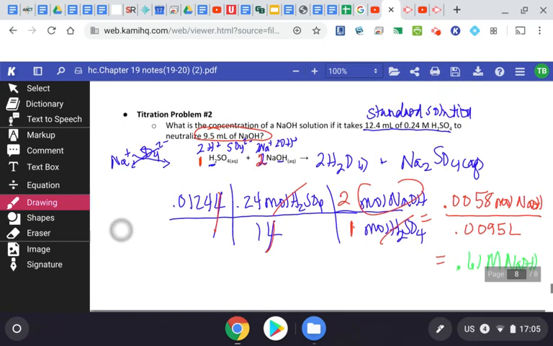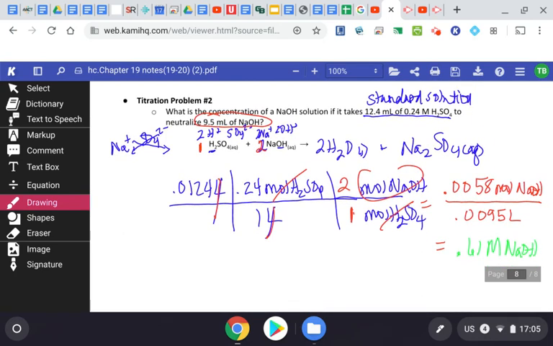All right, so to do these problems, you need to balance the equation. Start with the standard solution, multiply volume times molarity. Using the mole ratio, turn moles of known into moles of unknown, and then divide by your liters of unknown.